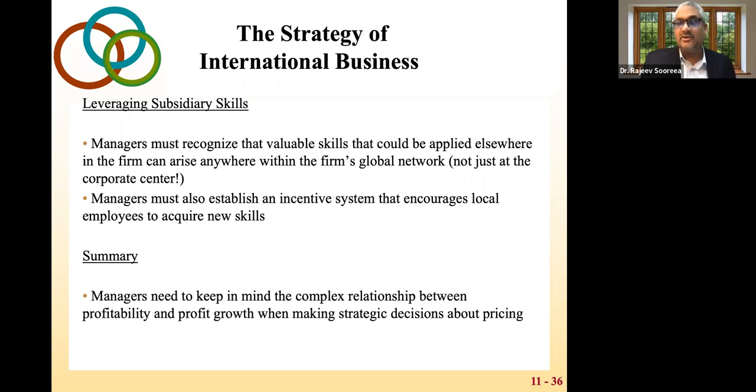Which means that you need to send your US managers to China to learn those things, and then send those Chinese managers to the US to learn the US way of doing business too. Then this transfer of best practices will help Apple in the US and Apple in China become a better company, right? Which leads to higher profit growth. So in summary, managers need to keep in mind the complex relationship between profitability and profit growth when making strategic decisions about pricing.